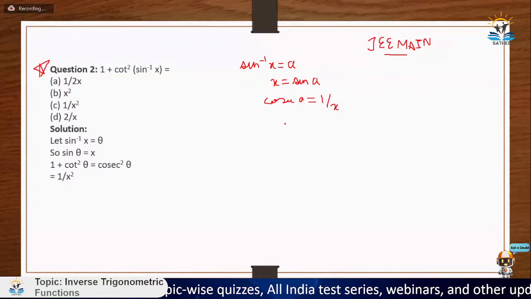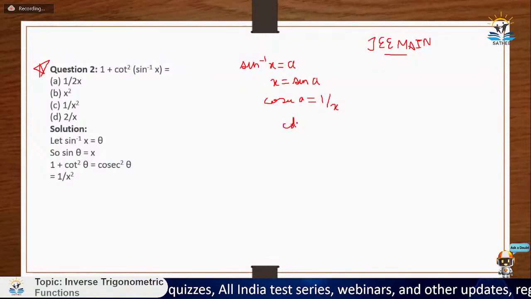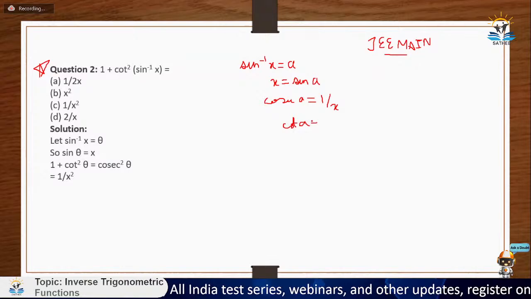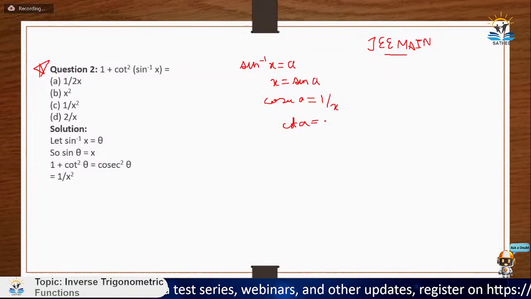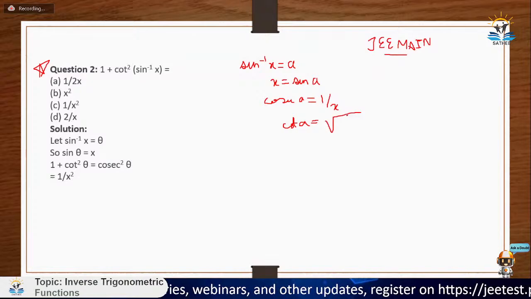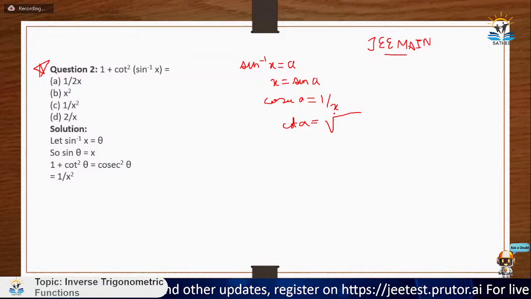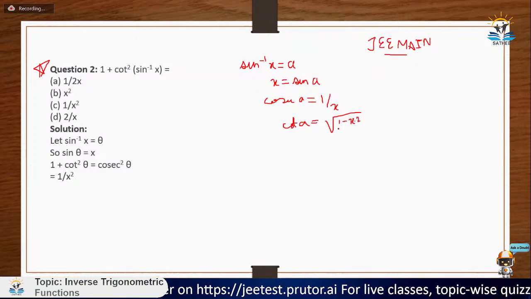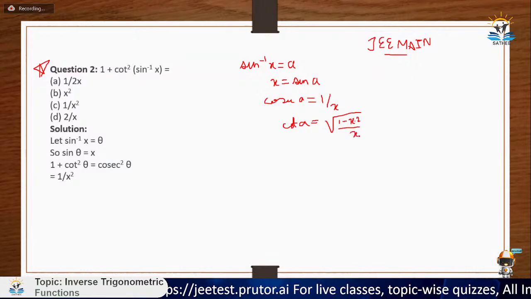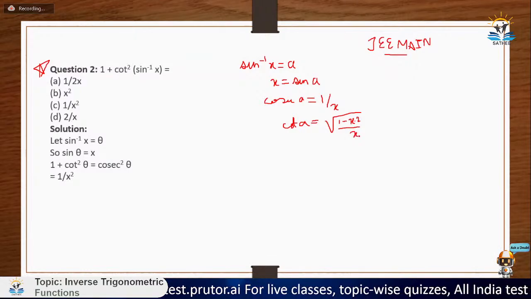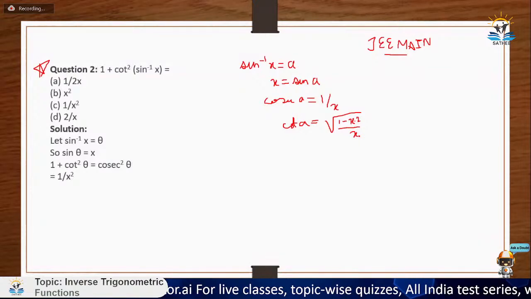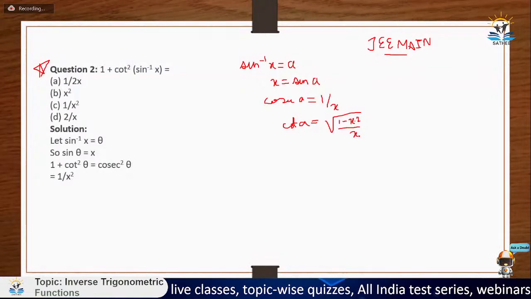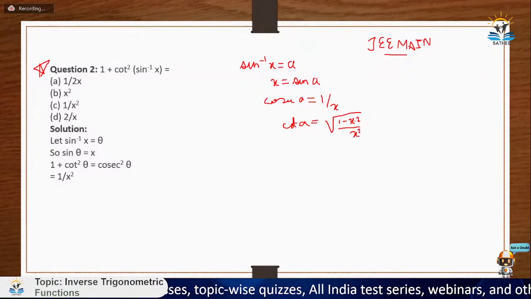So what would be cot a? Cot a would be root of cosec square a minus 1, that is root of 1 by x square minus 1. I did something wrong. It is 1 by x square minus 1, so it will be root of 1 minus x square by x square. Okay. It is like this only.